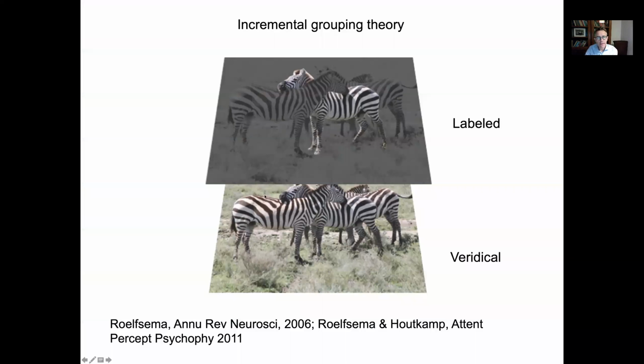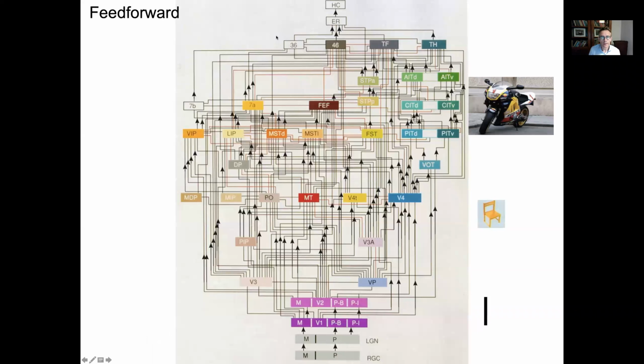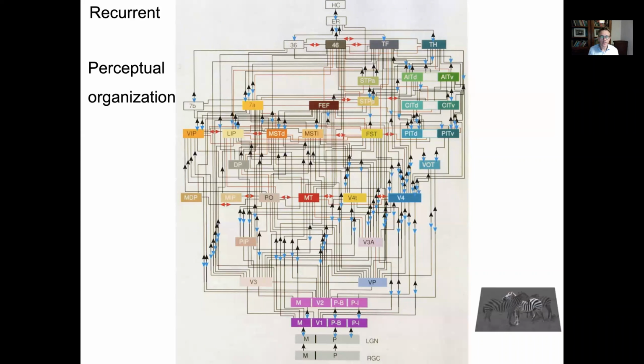So if this is the image that comes in, and if you're interested in the central zebra, then the visual brain creates a labeled representation where all those image elements are labeled with enhanced neural activity. And this is essential for your conscious perception of a coherent object. This is what we call the incremental grouping theory. Now, feed-forward processing is not enough, is the idea. You also need feedback connections for this labeling operation, basically binding image elements into coherent object representations.